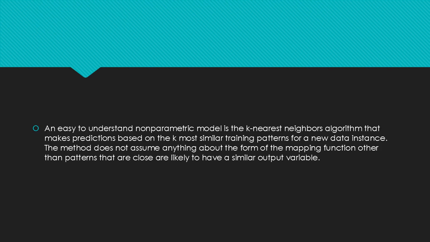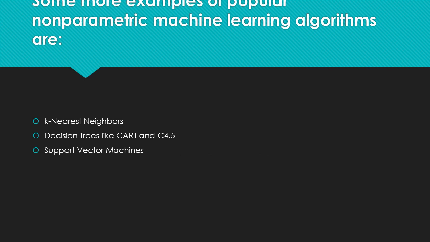The advantage of this non-parametric algorithm is that, depending on the complexity of the problem, we can increase the number of parameters. That is the first advantage, and we need not worry about the size of the data or the form of the data. What are the examples of non-parametric machine learning algorithms? The first one is the k nearest neighbors algorithm. The second one is decision trees, and the third one is support vector machines.